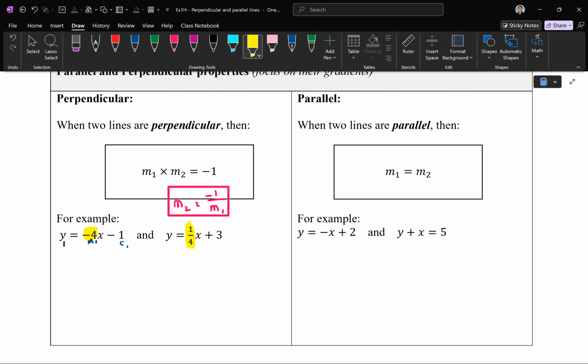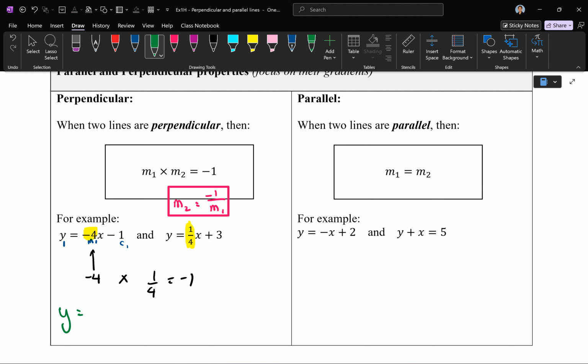And you start to see a pattern here. When M1 is negative 4, times 1/4, because 1/4 of 4 is 1, and that's a negative, then that has to be positive. So it's really just the reciprocal of whatever this number is, and then the opposite sign. So if I gave you a different equation, and said I want you to write an equation that when you type in Desmos, it's going to be perpendicular, you should be able to figure it out very quickly.